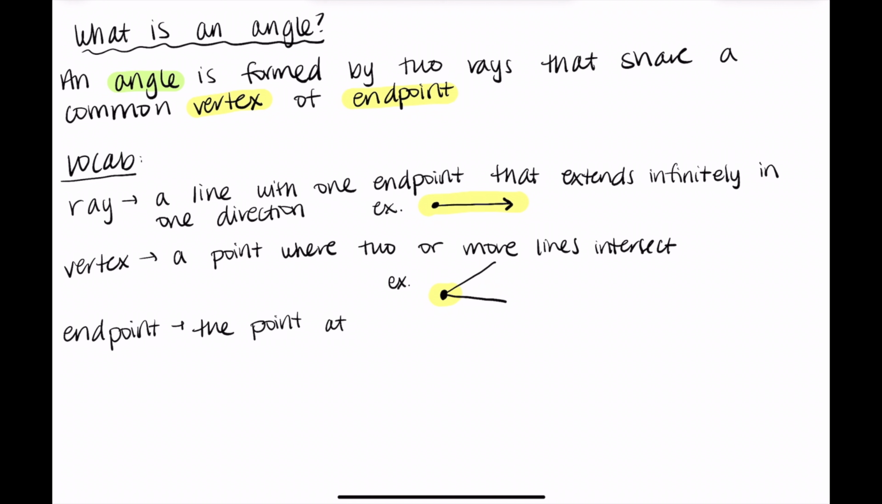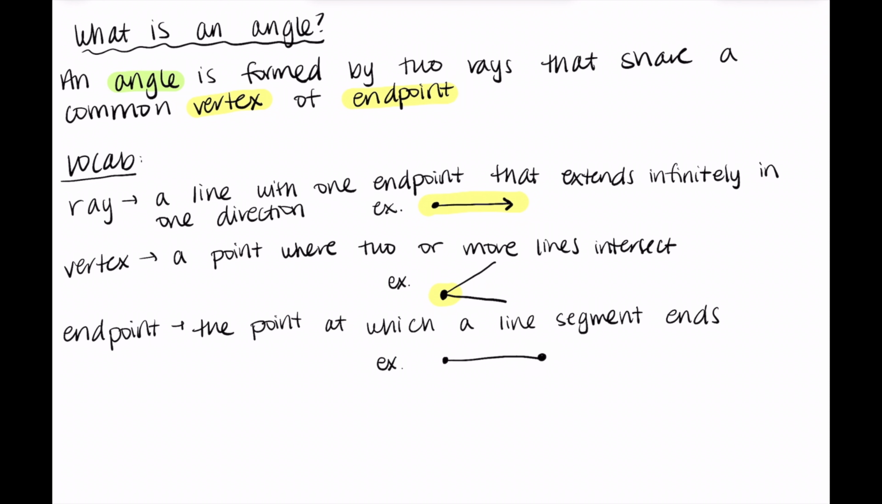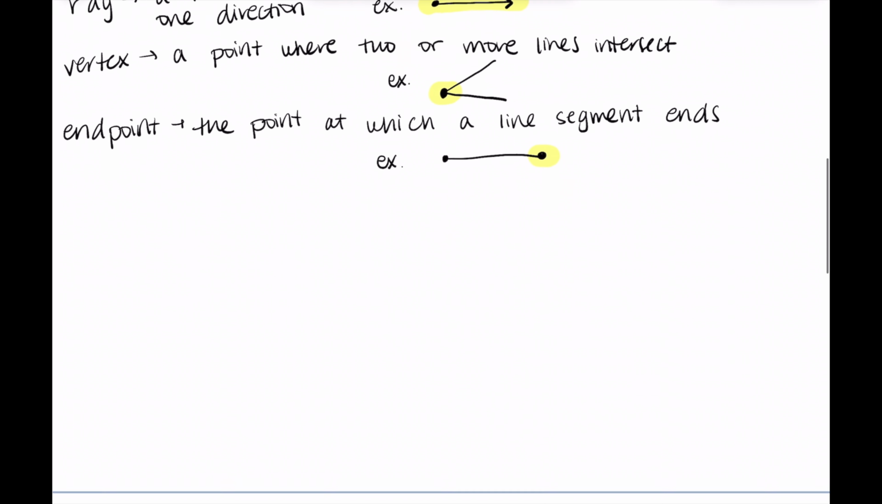And then our last vocab word for today's lesson is an endpoint. We've already been referring to this word a little bit. An endpoint, all that means is that it is the point at which a line segment ends, right? Or starts. It could be the beginning point as well. But all it looks like is that little filled in circle we've been talking about. And if in this case it's a line segment with a beginning point and an endpoint, the endpoint would be where the line segment ends.